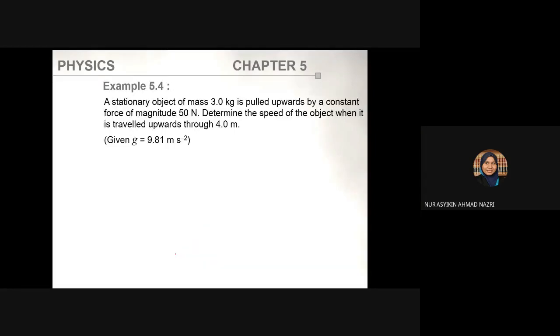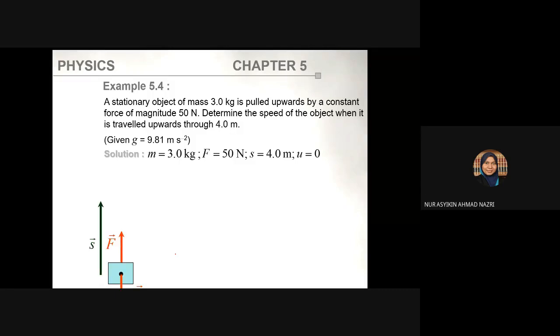Okay, so we have this example. Alright, so a stationary object of mass 3 kilogram is pulled upwards. So again, macam saya cakap, your free body diagram also applies to this chapter juga sebab dia memang cross related dengan your punya force since your work done. How to find your work done? Work done is equal to F. So awak tak boleh lari dari your punya free body diagram. So to solve this, you still need to have your free body diagram.